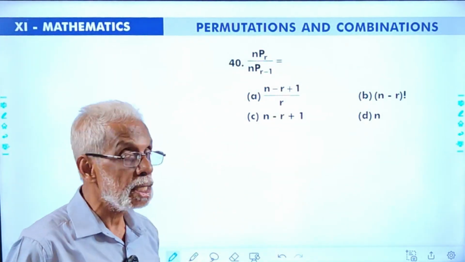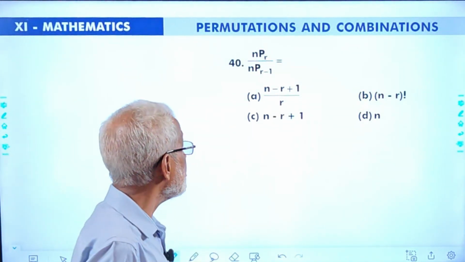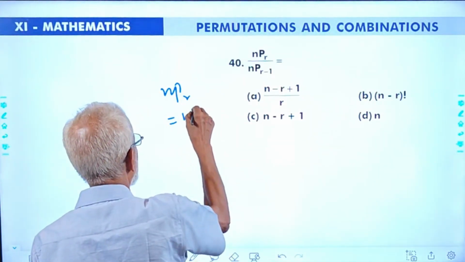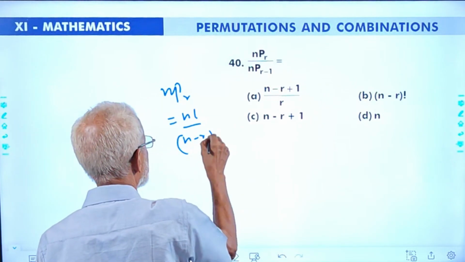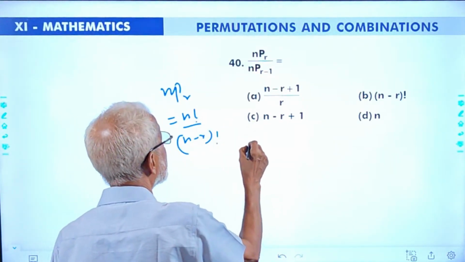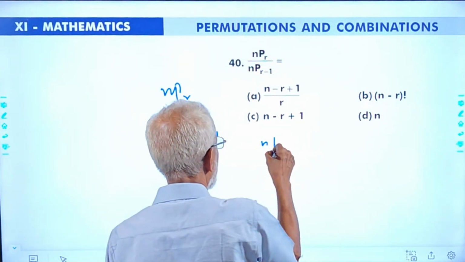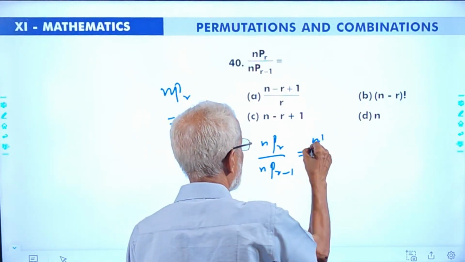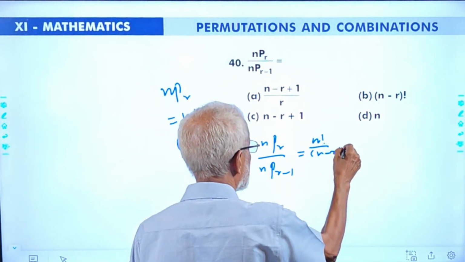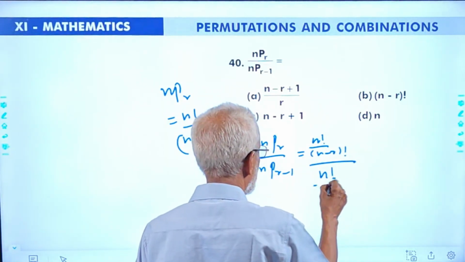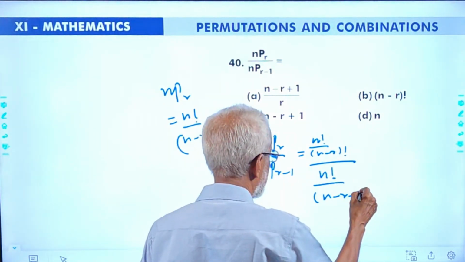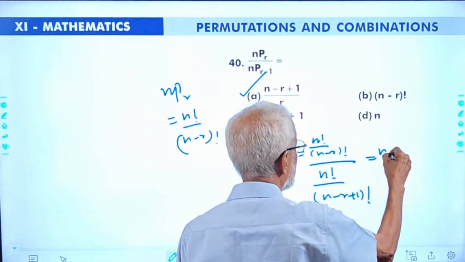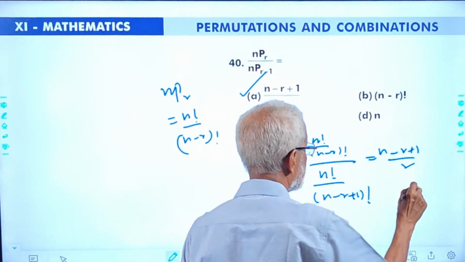The last question, 40th question, is NPR by NPR minus 1. We know NPR is always n factorial by n minus r factorial. Using this, NPR by NPR minus 1 is equal to n factorial by n minus r factorial, the whole divided by n factorial by n minus r plus 1 factorial. Simplifying, we get this is equal to n minus r plus 1 by r.